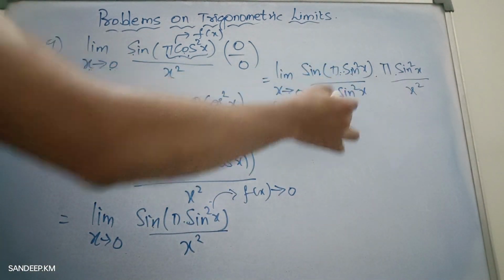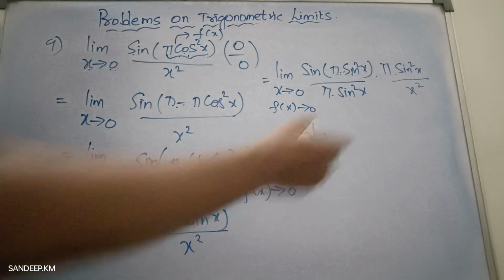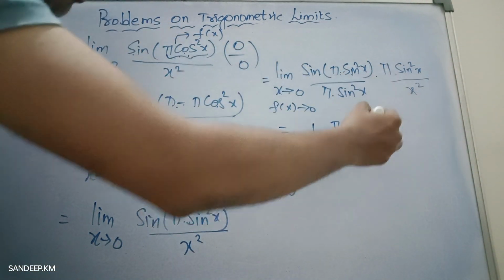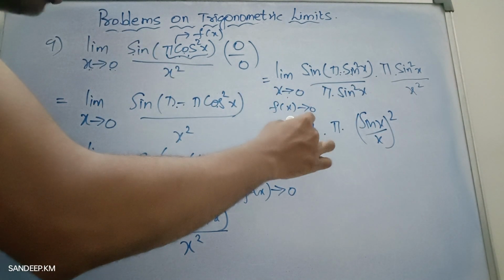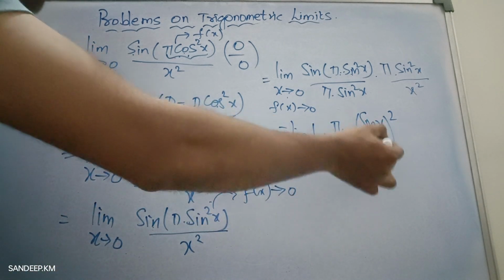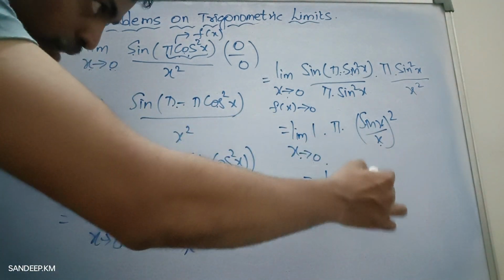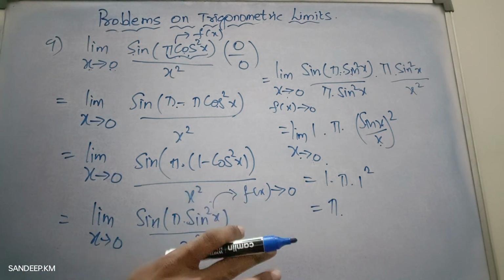So sine f of x by f of x is 1. We discussed it in the previous video. Okay? Then into pi into sine x by x whole square, where limit x approaches 0. And limit x approaches 0, sine x by x is also 1. So 1 into pi into 1 square. The answer is pi. I hope it's easy for you.